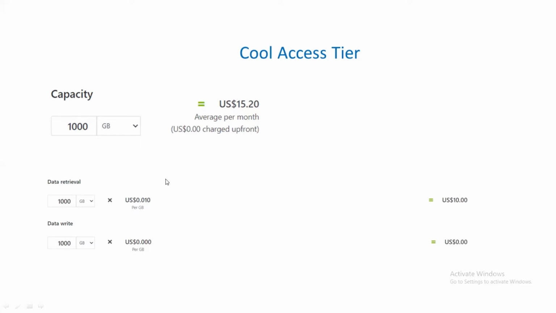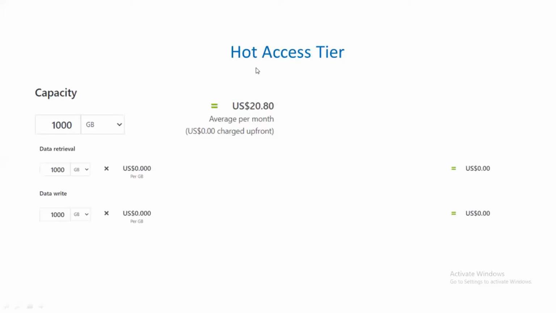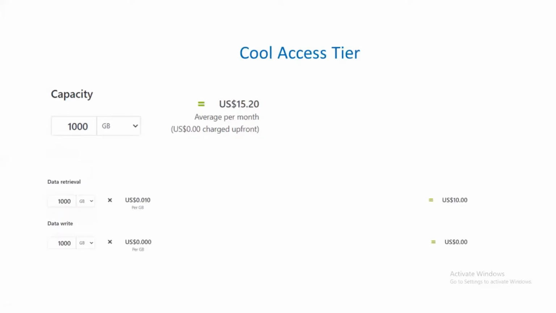Okay. But if you put data which you are trying to access very, very frequently in the cool access tier, then this access tier will become very costly for you, because every time you have to pay this much amount per GB of data. Okay. So this is a fixed price 15.20 plus whatever data you are trying to retrieve on a per GB basis, you have to pay the amount here. Correct? I hope the difference between the hot access tier and the cool access tier is clear now.